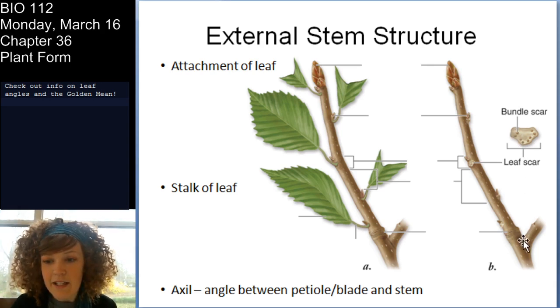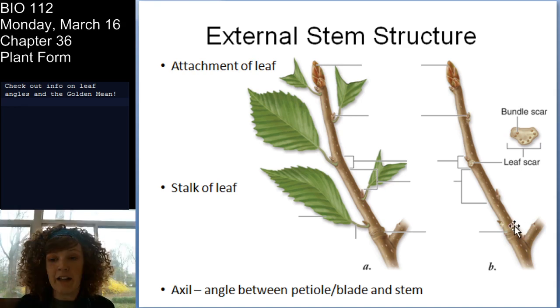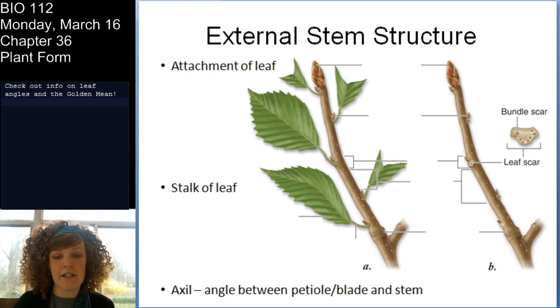Down here, this is actually the bud scar from when there was a bud in a prior growing season. And it's an apical meristematic tissue, and scales fell off. It actually leaves a little bit of a scar. So you can actually see growth over various growing seasons based on those bud scars, which is pretty cool. Okay, so that's external stem structure. Let's look at the inside of a stem.